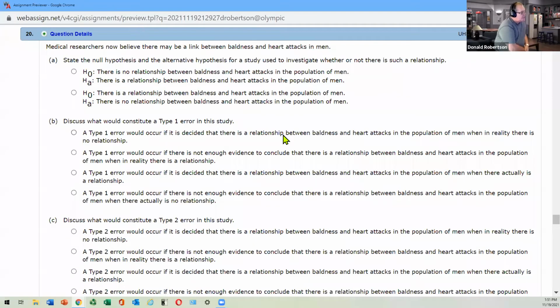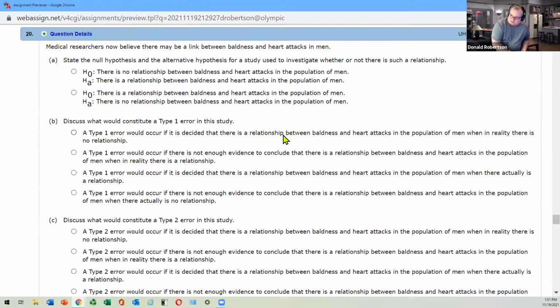Here we're looking at medical research, and I believe there may be a link between baldness and heart attacks in men. I'm not convinced by that, but maybe they found some evidence. If they do find evidence, it's probably going to be one of those lurking variables, isn't it? Bald people tend to be older than non-bald people. And don't old people tend to get heart attacks more often than young people?